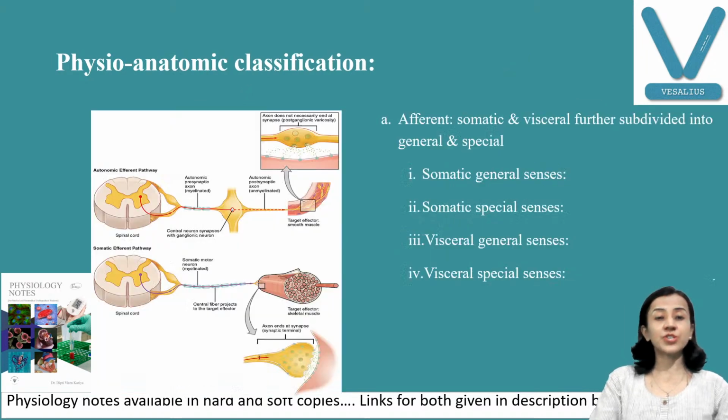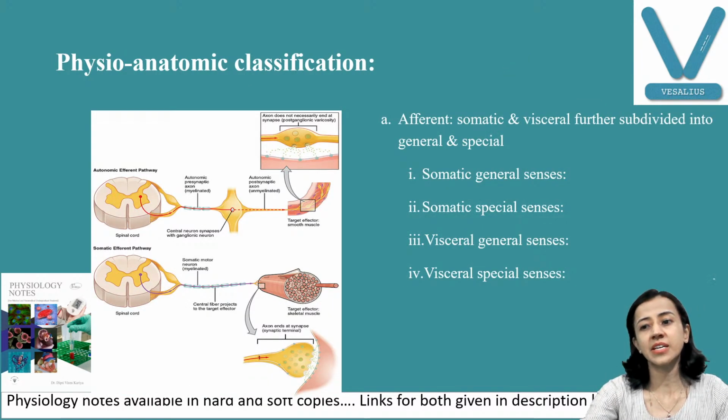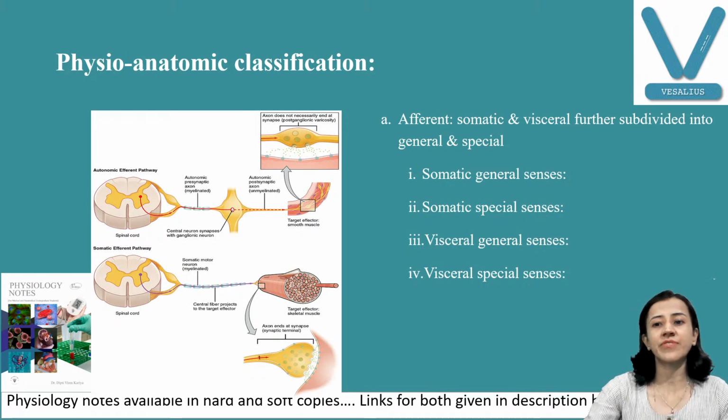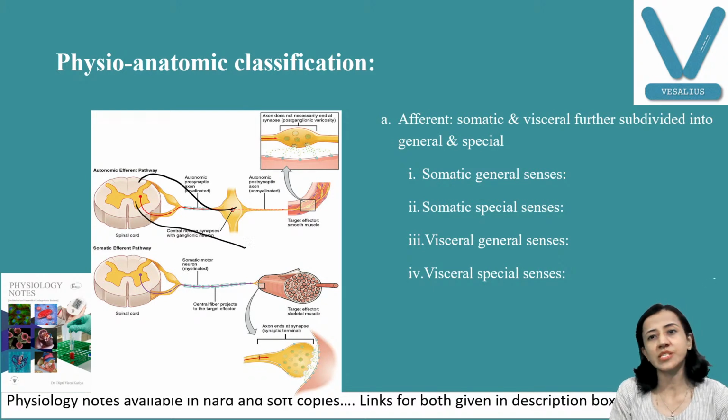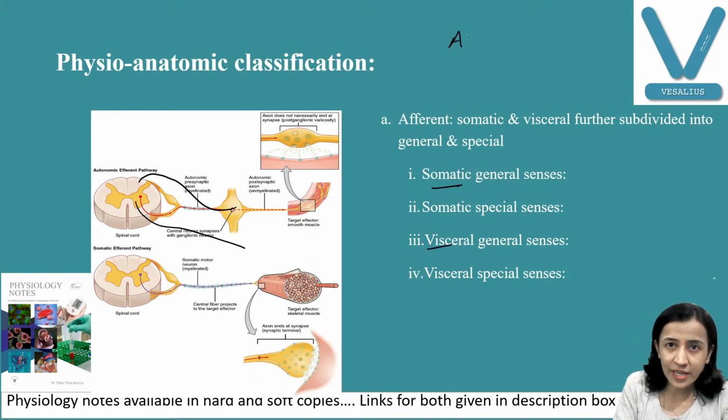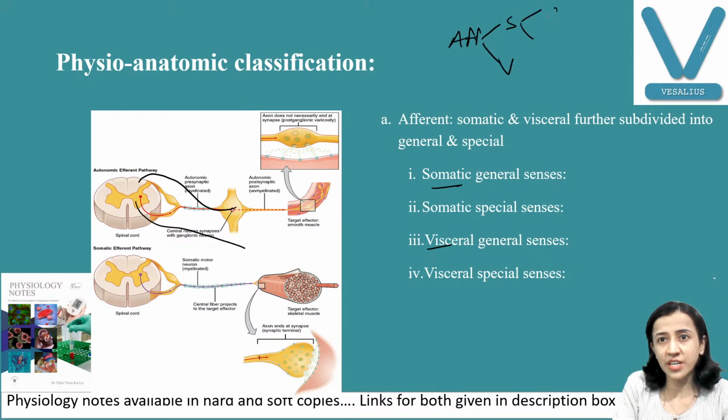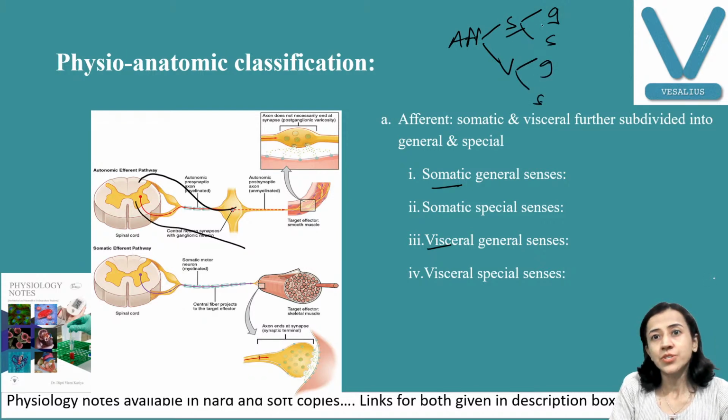Third classification, physio-anatomical classification. Here according to afferent and efferent fibers. Afferent means fibers that carry information towards the central nervous system, and efferent means they carry information away from the CNS. These afferent are also two types, somatic and visceral. Somatic are again two types, general and special. So you can say somatic general senses here.